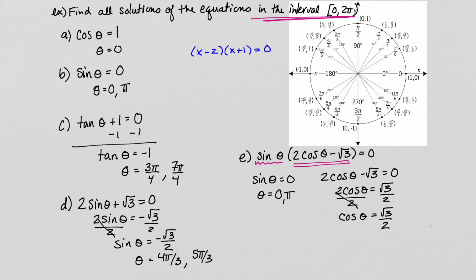Yep, pi over 6. And so not 5 pi over 6, but 11 pi over 6, right? So theta is going to be pi over 6 and 11 pi over 6. So this problem here has 4 answers, right? Theta could be 0, it could be pi, it could be pi over 6, or it could be 11 pi over 6.